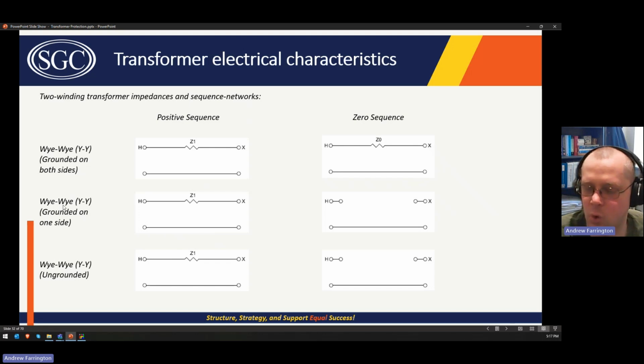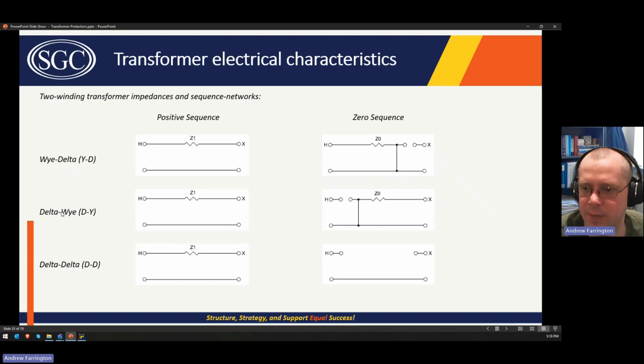If the Y winding is only grounded on one side, there is no path for the zero sequence fault current to flow through the transformer. It has to be grounded on both sides for it to flow through. Okay, and if it's ungrounded on either side, obviously it's open. So YY is pretty easy to understand the positive sequence and zero sequence impedance diagrams.